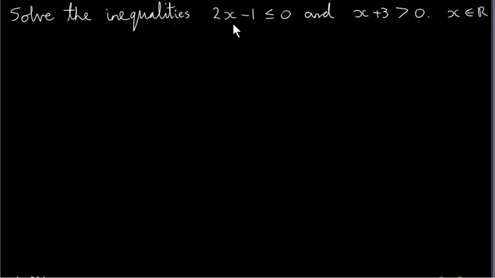In this example, we want to solve simultaneous inequalities. We want to solve the inequalities 2x minus 1 less than or equal to 0 and x plus 3 greater than 0, where x is a real number. So we can take each inequality separately. So if we add 1 to both sides of this, we get 2x less than or equal to 1. Dividing both sides by plus 2 gives x less than or equal to a half. If we solve this one here, we get x greater than minus 3.